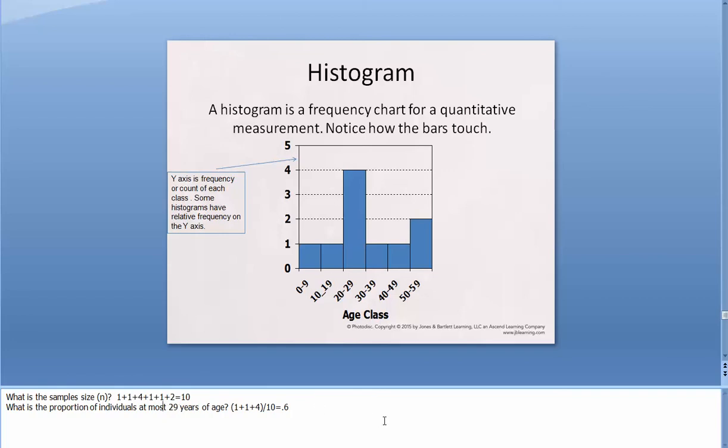Alright, so a histogram gives us some useful information. In fact, it tells you that most individuals are in the 20 to 29 age group. And there are some in the 50 to 59 group, just two, of course. Alright, let's go to the next one.